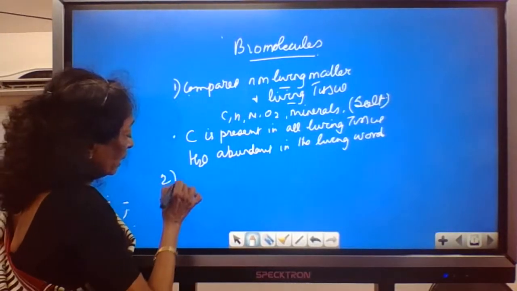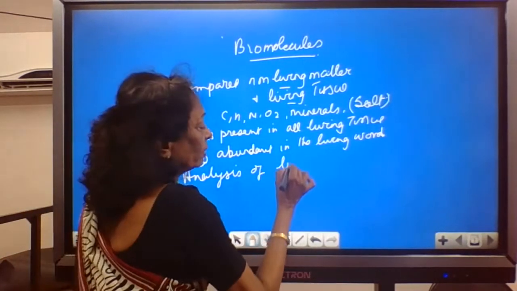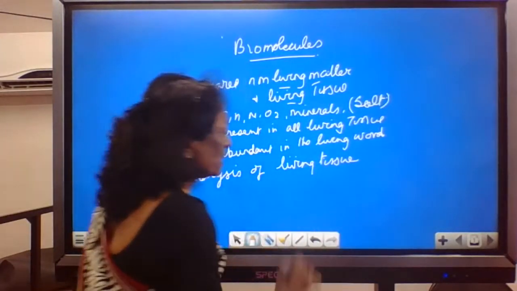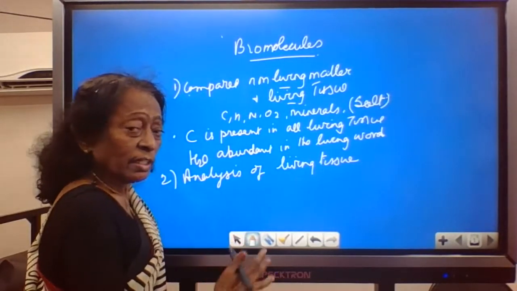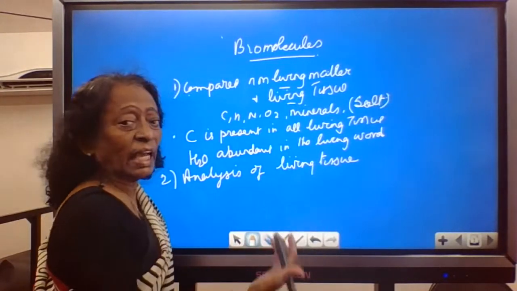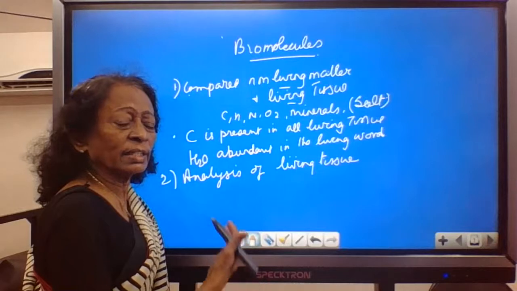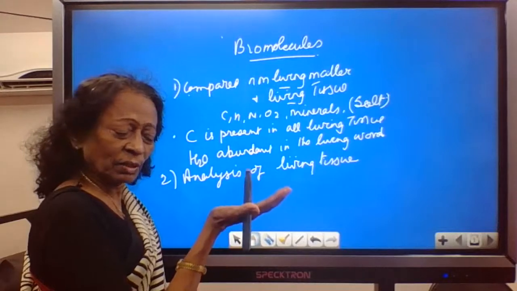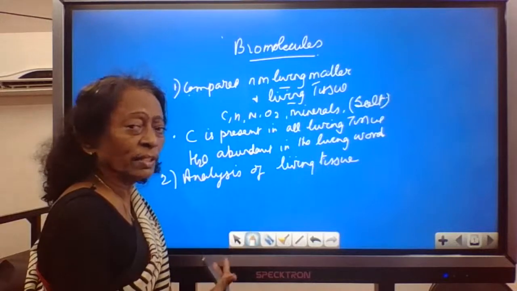Second, they did the analysis of living tissue, the same thing in a plant or animal tissue. First, they heat it, warm it up. The water in that content is lost and becomes dry. Then the remaining tissue, when they burn it further, becomes ash. They subject this ash to analysis. They dissolve it in a solvent and then filter it. Some may be in the filtrate, some may remain unfiltered. So they compare the elements in the unfiltered component and the filtered component.